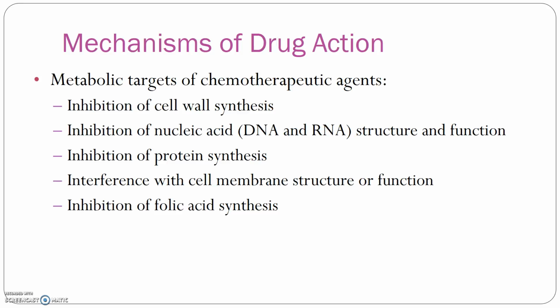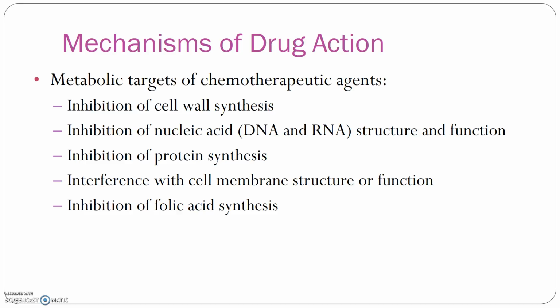All right, so mechanisms of drug action. We're going to go through these individually, but these are some of the metabolic targets that the chemicals are going to act upon. A lot of times it's inhibition, either destruction of or not allowing the production of certain molecules. The first one, which we talked about with penicillins, is inhibition of cell wall synthesis. As you recall, peptidoglycan is a main component of that cell wall, so in this case, we're going to inhibit that peptidoglycan synthesis, or we're going to break down the wall that's already intact.